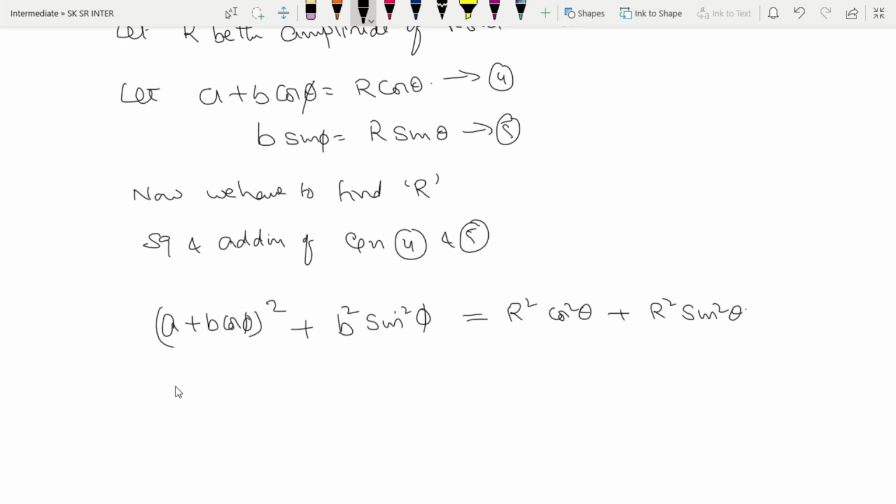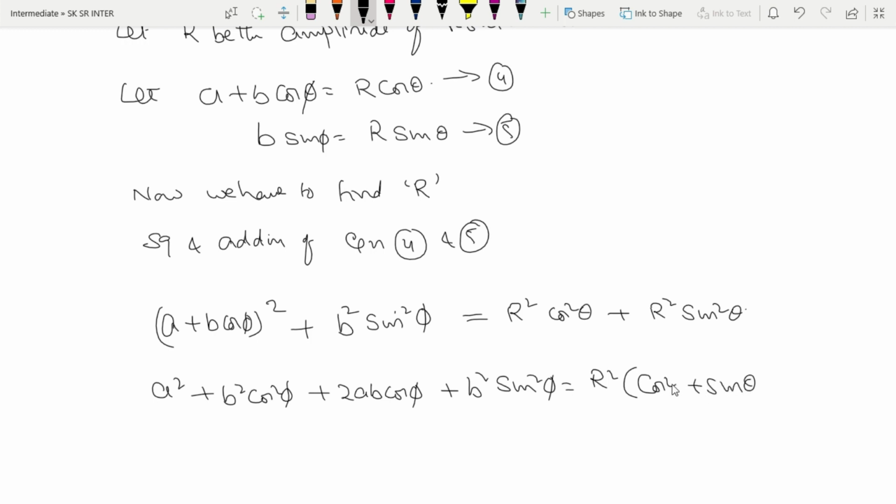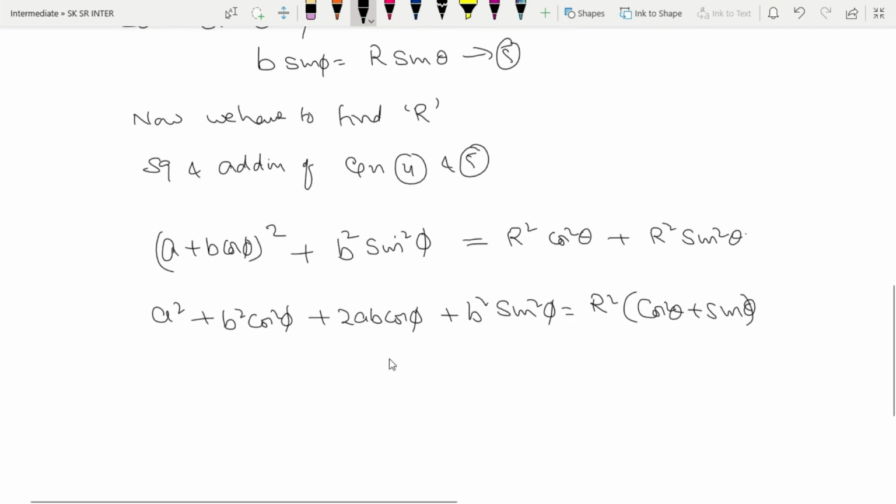Now expand this: a square plus b square cos square phi plus 2ab cos phi plus b square sin square phi is equal to, take r square as common, so cos square theta plus sin square theta, this becomes 1.